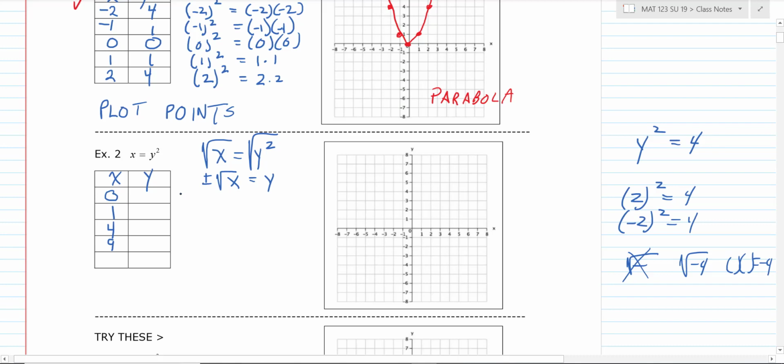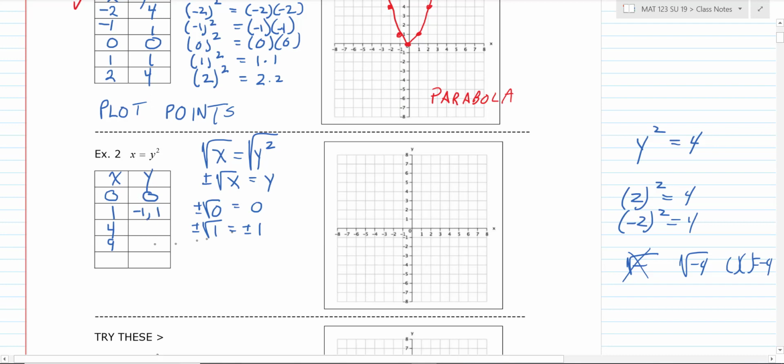So what I do is plus or minus the square root of 0. The square root of 0 is just 0, so your first point is 0, 0. Then we plug in 1, so we have plus or minus the square root of 1. The square root of 1 is 1 because 1 times 1 is 1. And there are two answers: negative 1 and 1.